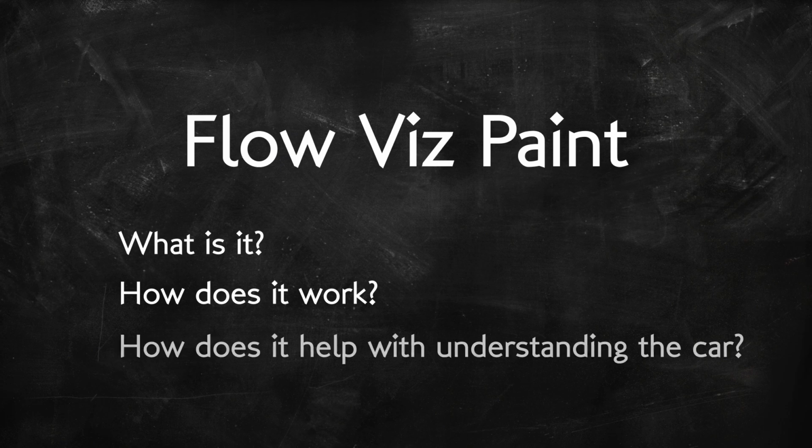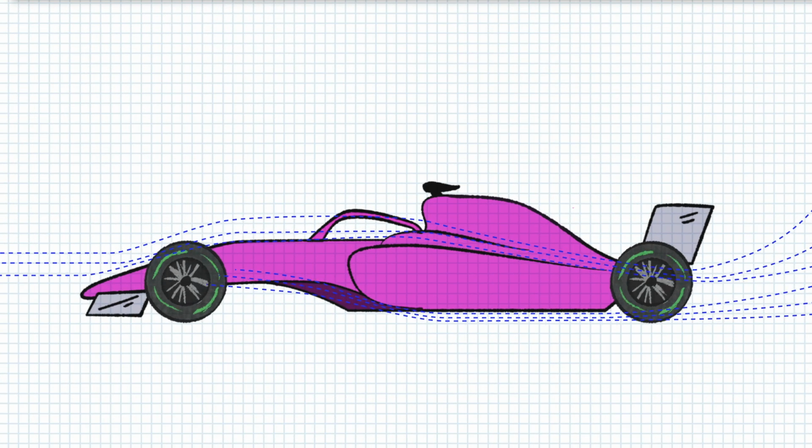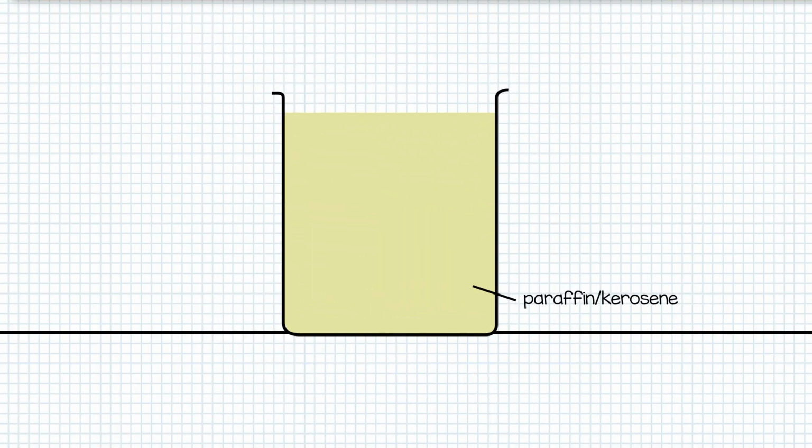So what is Flow Viz Paint? How does it work? And how does it help engineers and analysts understand their cars better? The main idea of Flow Viz Paint is to show the airflow patterns that manifest along the bodywork of the car as it drives at speed. These flows are normally invisible because, well, have you seen air lately? Exactly, no you haven't.